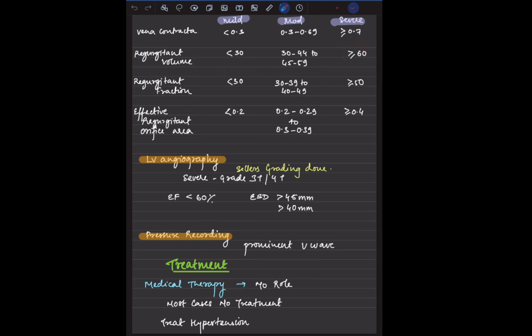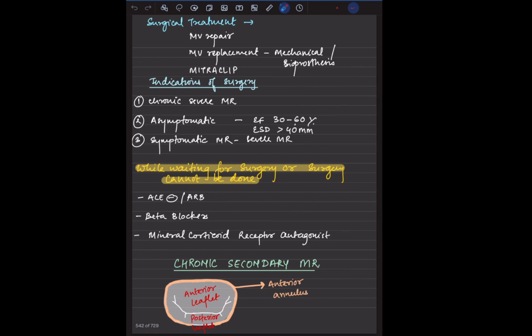Coming to the treatment part, medical therapy has no real role because it will just decrease the symptoms, but the symptoms will recur if the valve is not operated. In most cases, we have to treat the hypertension. Surgical treatment like mitral valve repair, mitral valve replacement, or mitral clip can be used.